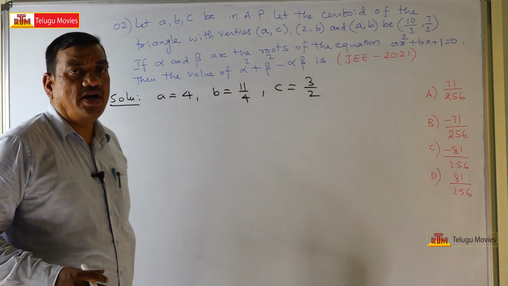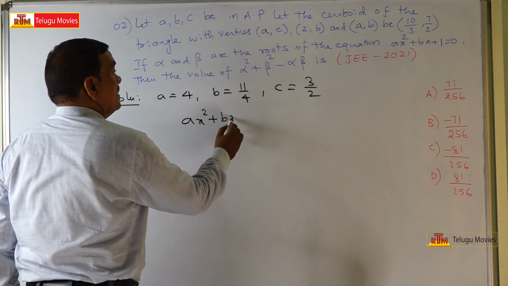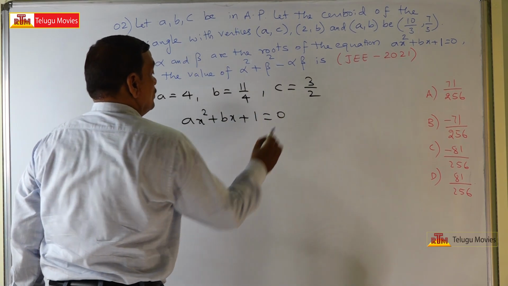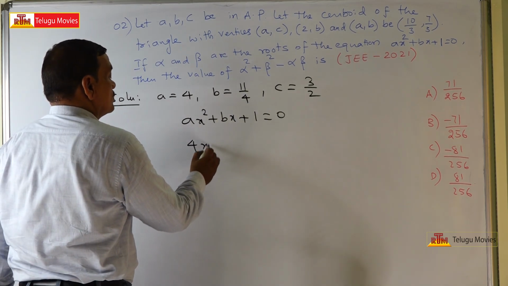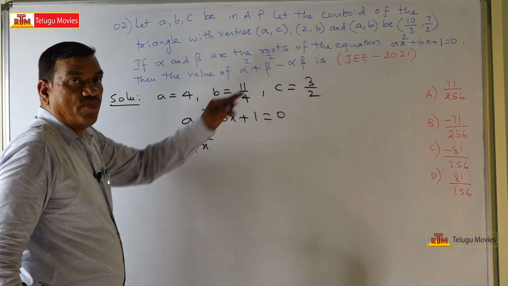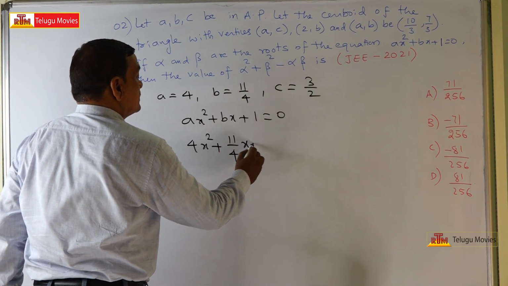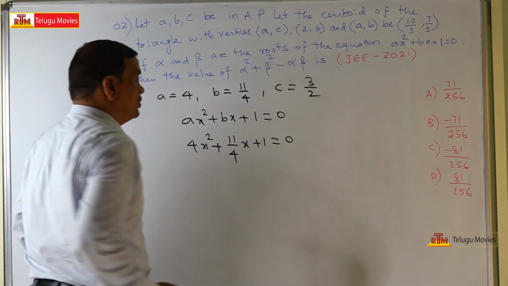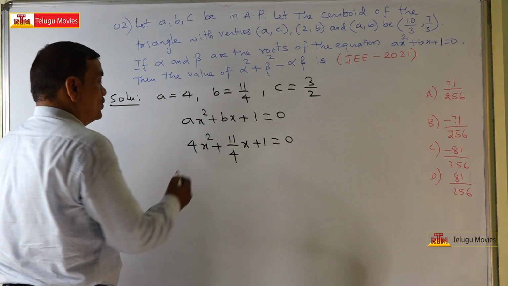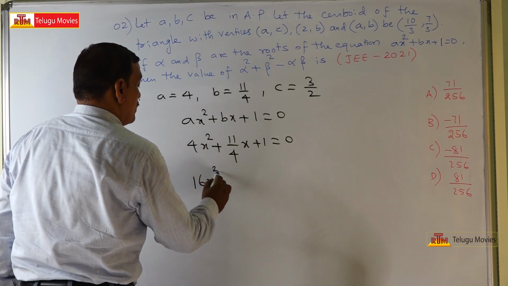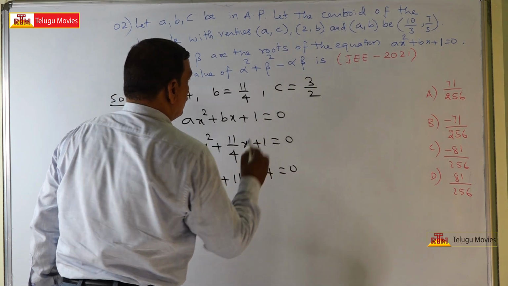What is the quadratic equation we have? ax square plus bx plus 1 is equal to 0. What is the value of a? 4x square. What is the value of b? Plus 11 by 4 x plus 1 is equal to 0. Now you multiply with 4. So this is equal to 16x square plus 11x plus 4 is equal to 0.